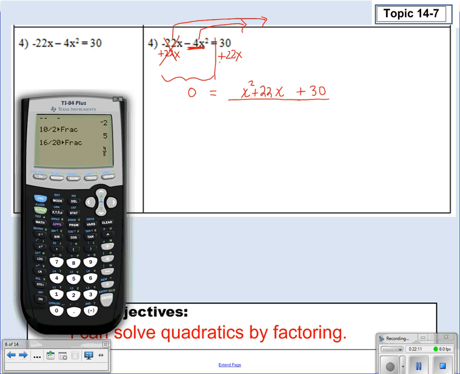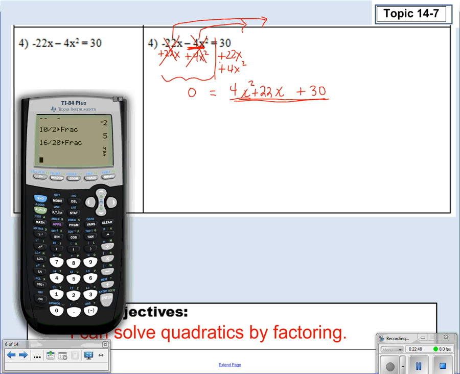So now negative 4x squared, we want it to be a positive 4x squared, so we do the opposite. We're going to add 4x squared here also. And a negative 4x squared plus 4x squared does become 0. And so we get a positive 4x squared. So positive 4 in front of the x squared. So notice how we have 0 equals 4x squared plus 22x plus 30. And as long as the x squared is positive, it does not matter which side of the equation it is on. So we do have our equation equal to 0.